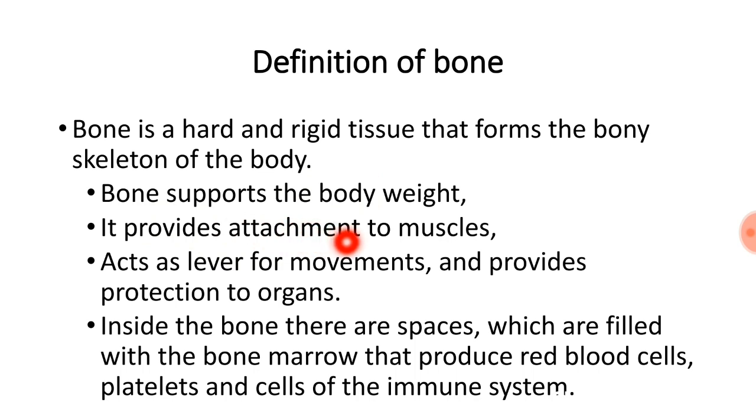Bone supports the weight of the body. It provides attachment to muscles. It acts as a lever for movement, and it provides protection to organs. Inside the bone, there are spaces which are filled with the bone marrow that produces red blood cells, platelets, and the cells of the immune system.